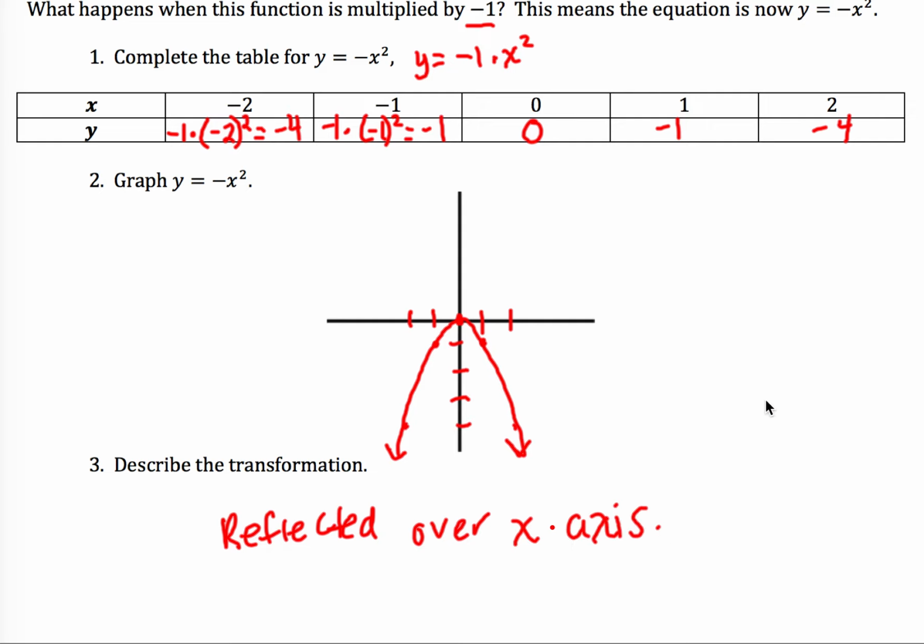Why don't you go ahead and pause for a moment and try to take a look at the next examples and see if you can fill them in.